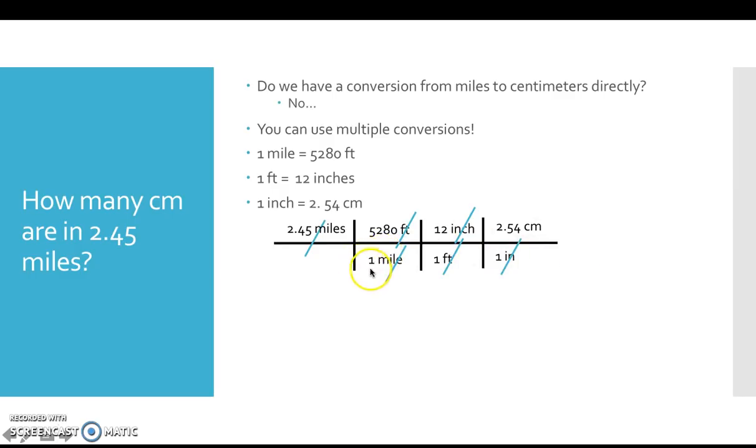Now, if you notice here, my bottom is going to be 1 times 1 times 1, which equals 1. And any number divided by 1 is just going to be that number. So I can simply do 2.45 times 5,280 times 12 times 2.54, and that's going to give me 394,289.28 centimeters. Okay, that is how many centimeters are in 2.45 miles.